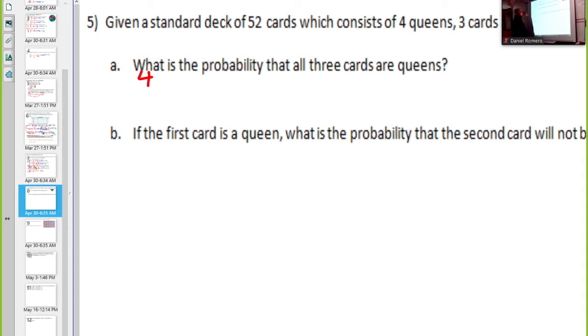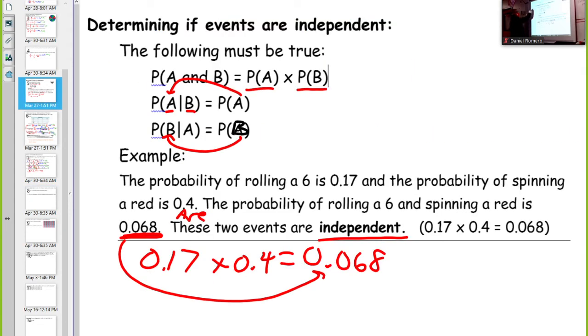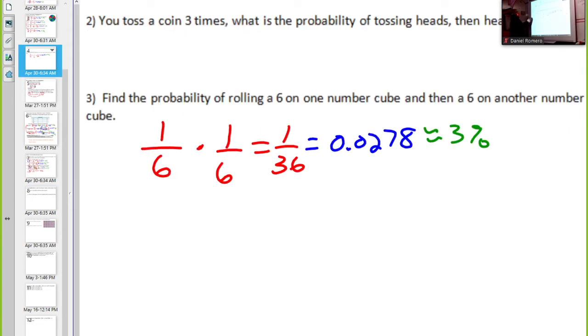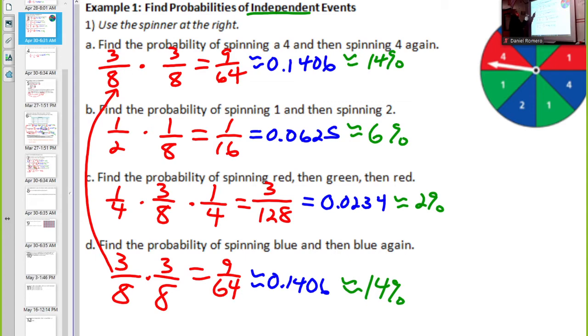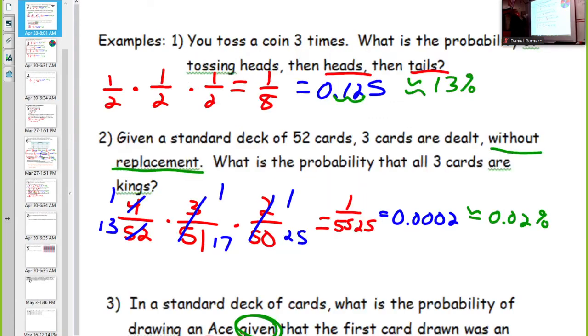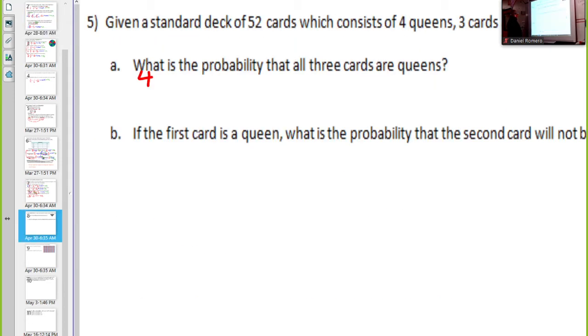Didn't we already do this one? I feel like we did this one, but wasn't it aces, or kings? 3 cards are dealt. All 3 cards are kings. All right. So then I'm going to skip that one. We did that one already. It came out to 0.2%. I don't want to repeat the same thing.